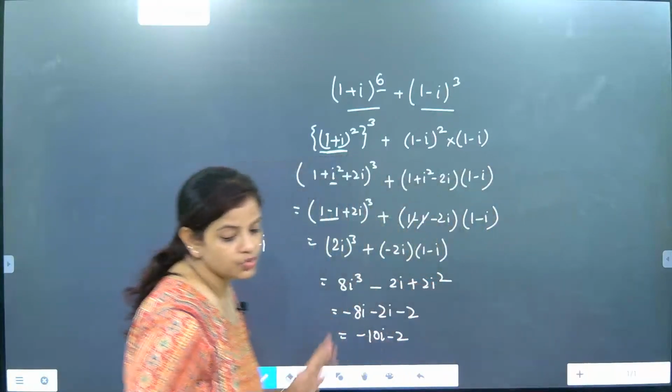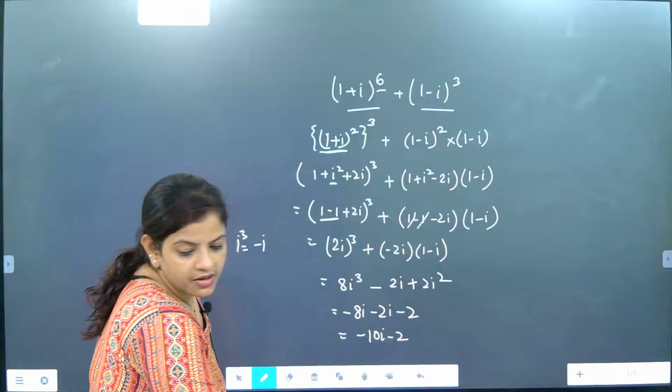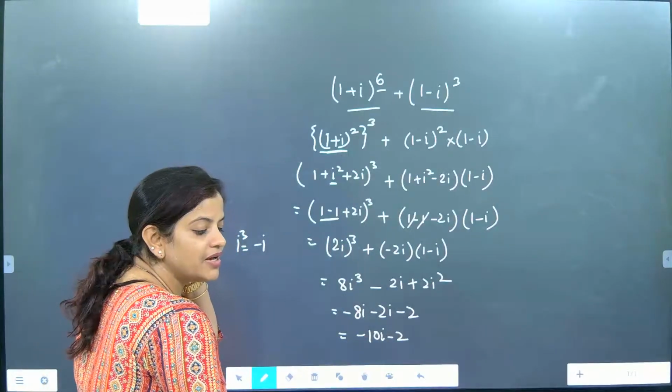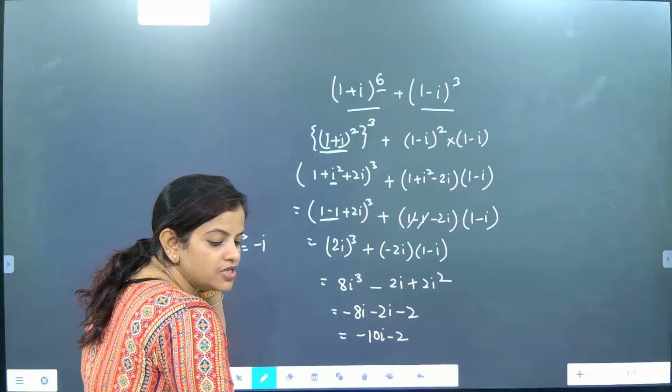Minus 10i minus 2. Divya, absolutely correct, beta. Answer is absolutely correct, Divya. Minus 2, minus 10i minus 2. Super. Payoja, did you solve it?